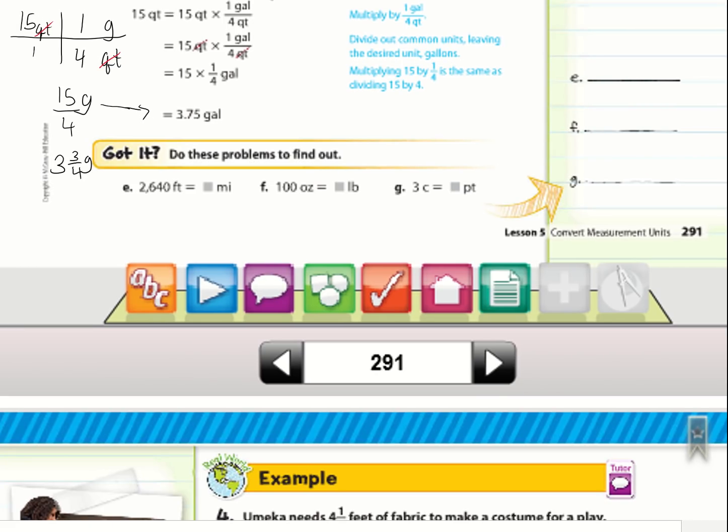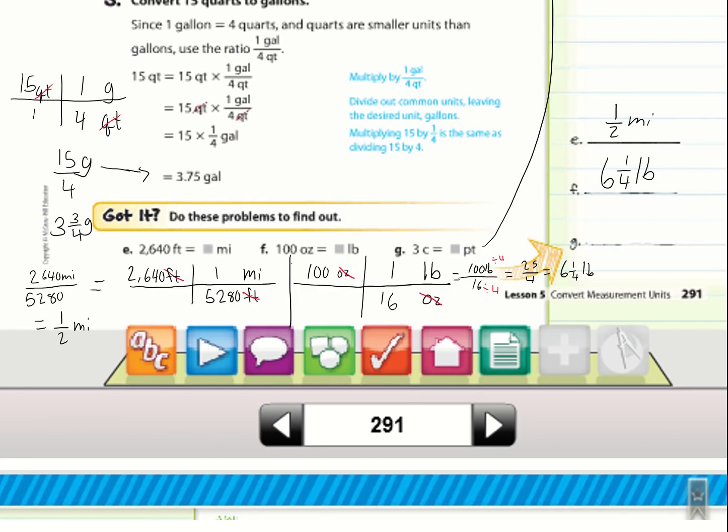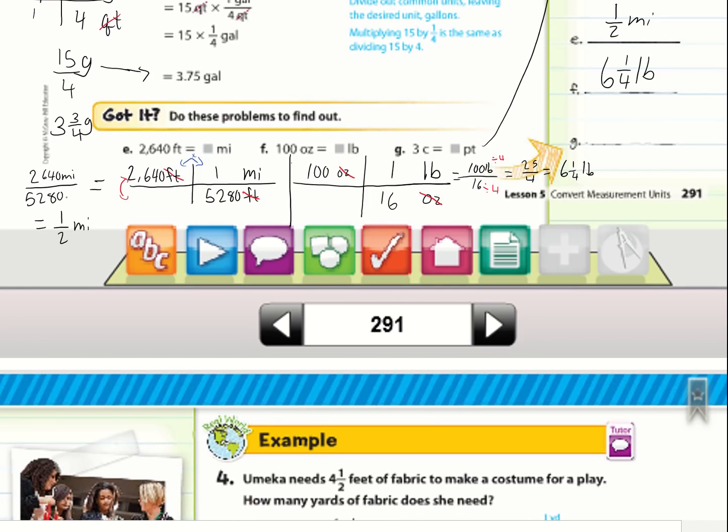So go ahead and try E, F, and G. So here's what I got for the got it. For E, we have 2,640 feet. And the ratio we're going to use is 1 mile over 5,280 feet. So the feet are going to cancel, and then I'm going to multiply across, and then divide down below. So we get 2,640 miles over 5,280. So our final answer, after you reduce, you get 1/2 of a mile.